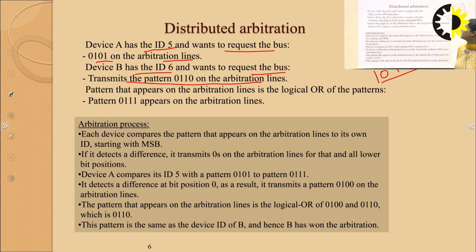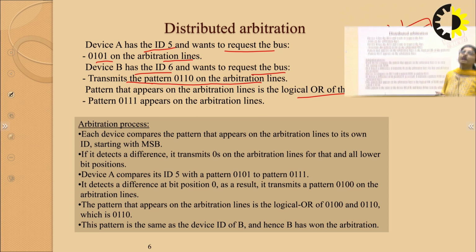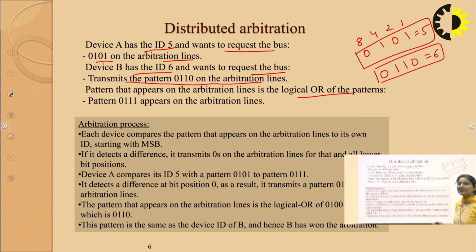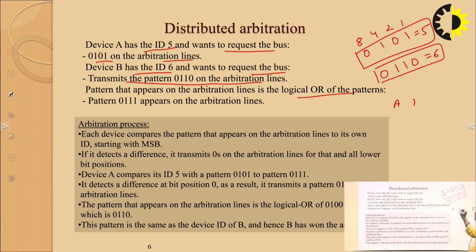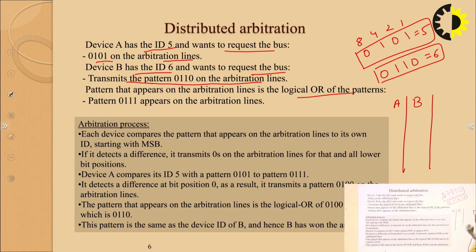The pattern that appears on the arbitration line is the logical OR of the patterns. So we will do an OR operation. What is the truth table of OR? If there is a single 1, we will always get 1, even if the second value is 0. When both values are 0, we will get 0. Let's see the truth table of the OR gate. A and B are the inputs and Y is the output.